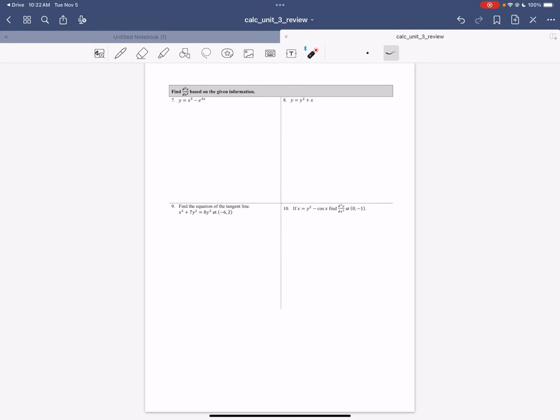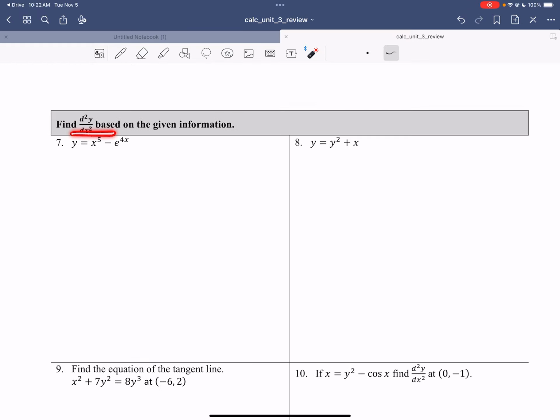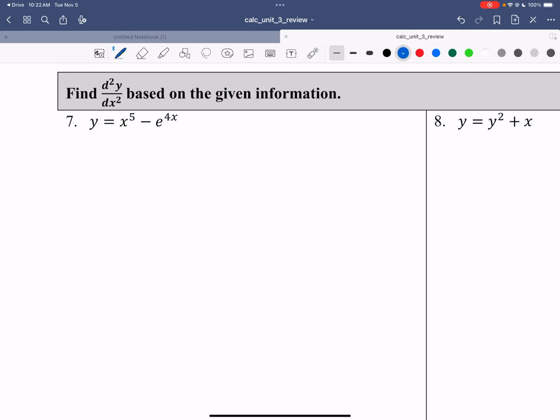Hello guys, welcome to calculus class, and this time I will go over the other four questions in this one. So the question is asking to find the second derivative based on this. So let's do this. Basically, the only thing that you have to do is differentiate it twice.